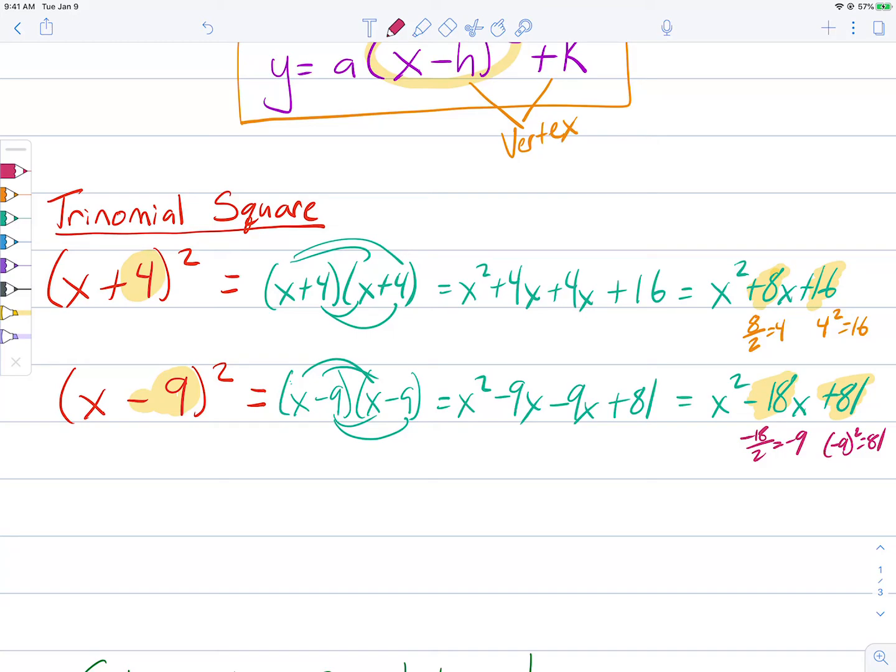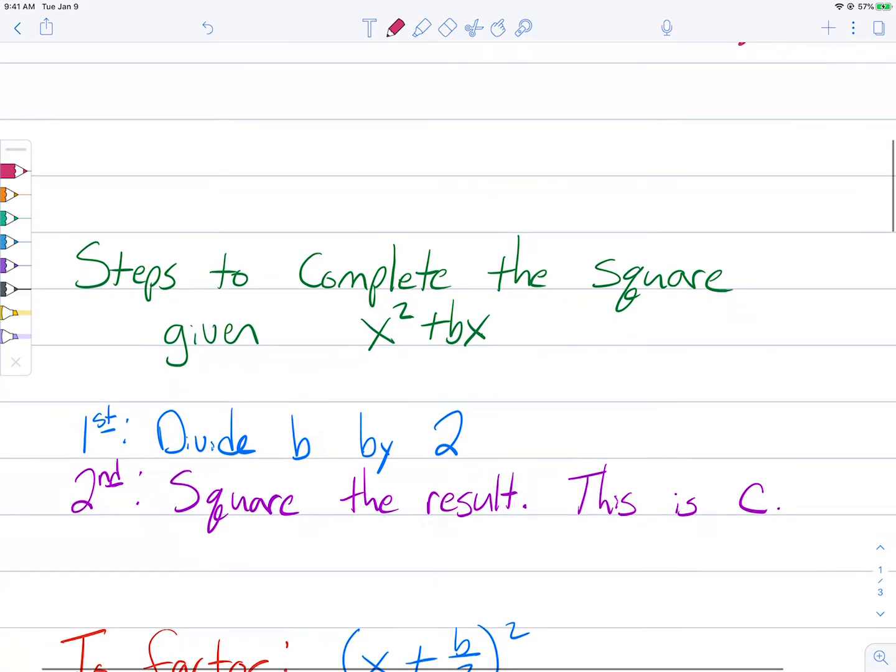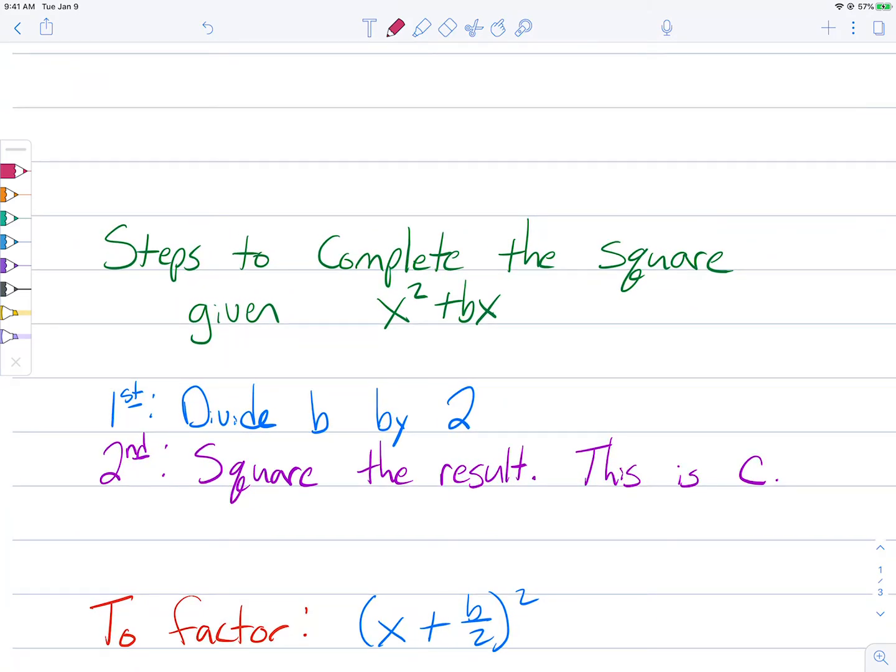So those numbers that you end up with when you distribute are completely related to the original factored numbers. We're going to use that idea to complete the square. In other words, we're missing the constant. We don't have a plus c right here. So here are the steps for completing the square. You're only going to be given x squared plus bx. What you're trying to find is c.